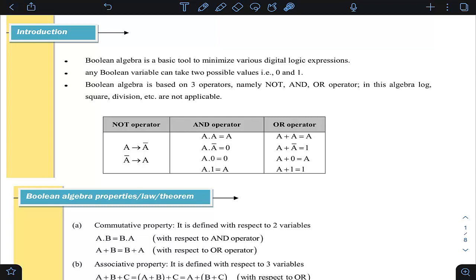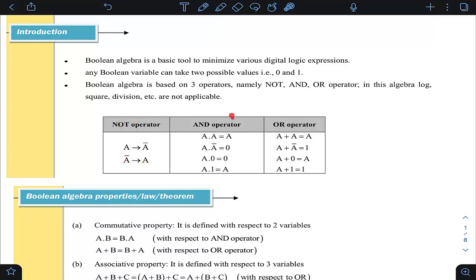All right. So a not operator: if you have a variable a and you apply the not operation on it, it becomes a bar. Or if you have a variable a bar and you apply not on it, it is a. So not is meant for complementing a variable. If you apply it on a, you get a complement. If you apply it on a bar, you get a. This is the not operator.